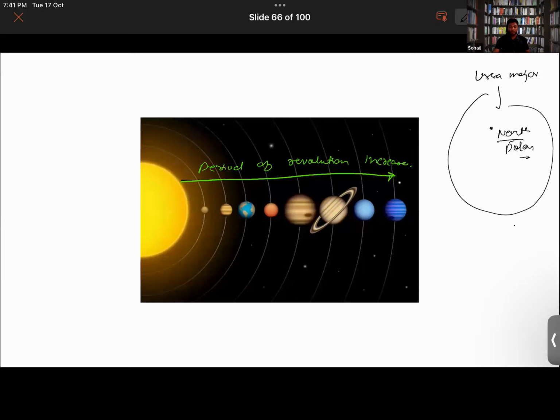Getting it now? Okay. Then we talked about the different characteristics of the planets, like Mercury. What was the time taken by Mercury to do one revolution around the Sun? How much time does it take?